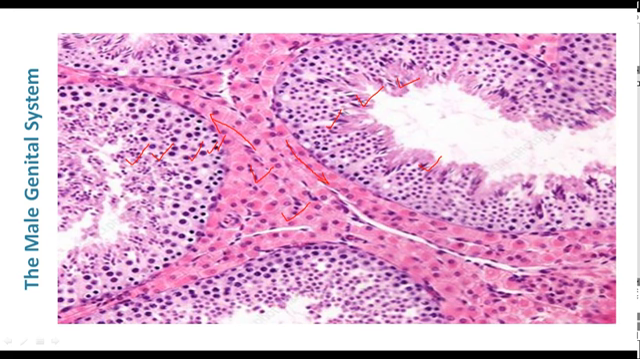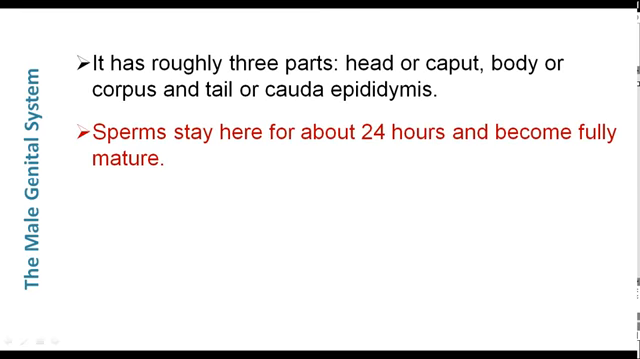If the sperms are formed regularly but are not discharged out, the epididymis and testis become full of spermatozoa. In that situation, inhibin stops spermatogenesis and the old sperms die, are digested and resorbed. Now the epididymis has roughly three parts: head or caput, body or corpus, and tail or cauda. Sperms stay here for at least 24 hours before they become fully mature.